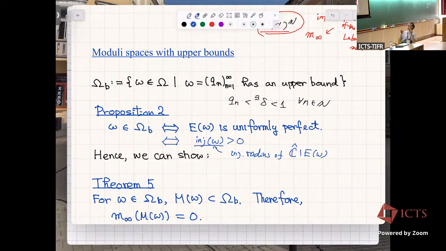So what is the injectivity radius? Consider simple closed geodesics. The complement is an open manifold of infinite type, so it is hyperbolic. So we have a hyperbolic metric, and the injectivity radius means: take simple closed geodesics, consider their lengths, and take the infimum of the length over all simple closed geodesics. That is the definition of the injectivity radius of the complement of the Cantor set. So if the radius is positive, then omega belongs to the capital omega B, and if omega belongs to the capital omega B, then the radius is positive.